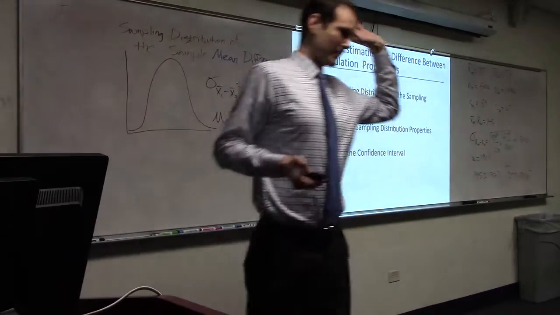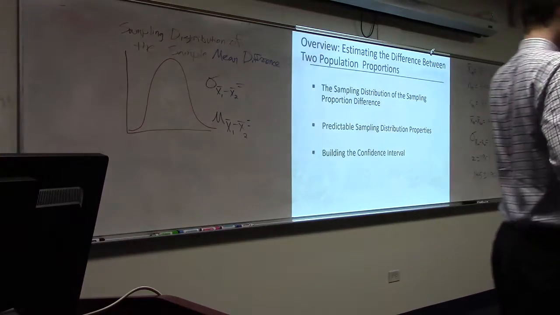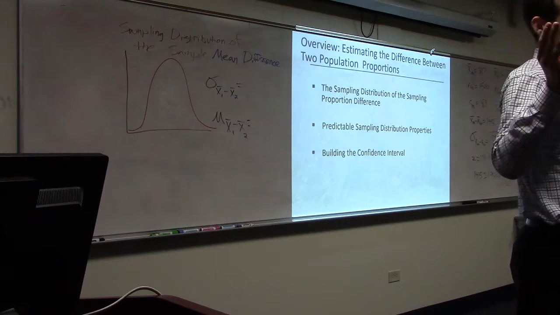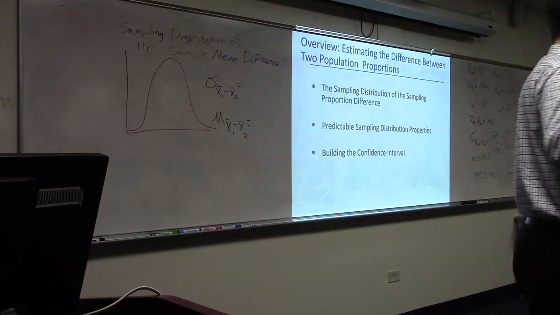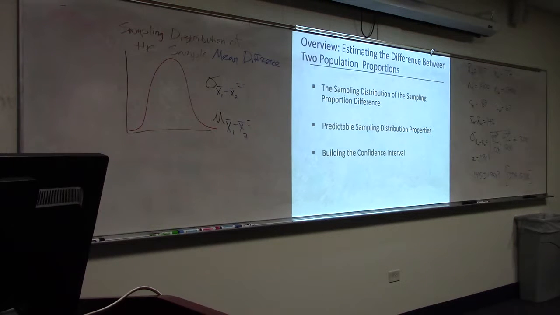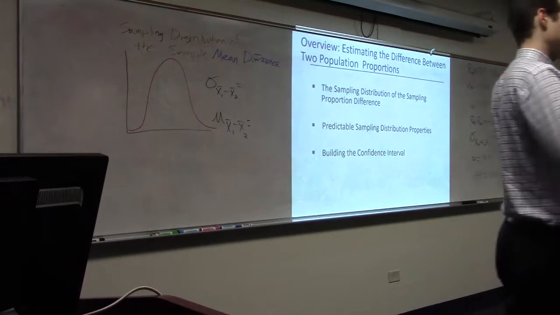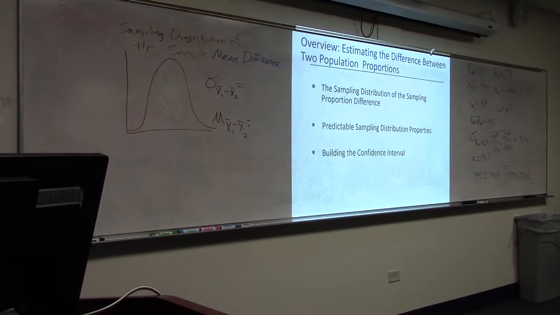So the percentage of Americans who support whatever the Kyoto Accord is, 74%. The percentage of Canadians who support that same accord is 61%. The difference between those two proportions is 13%. That's in reality, if we ask every single Canadian and every single American. But if we just want to estimate that, we would have to take a sample. And our sample proportion differences would come out to different things each time. We would construct a confidence interval just like we did in the previous material.